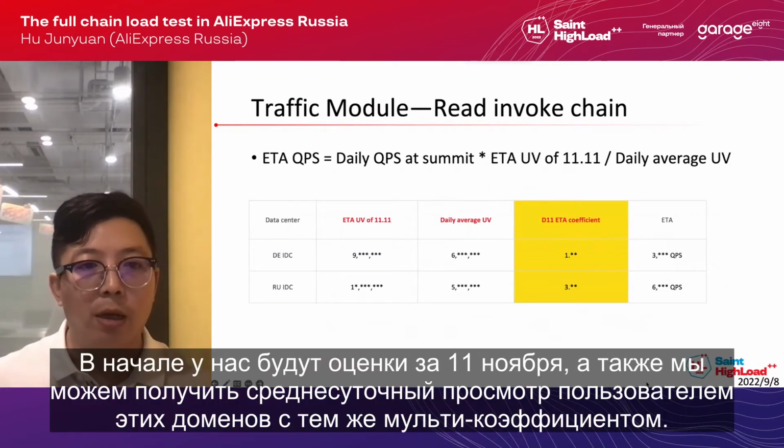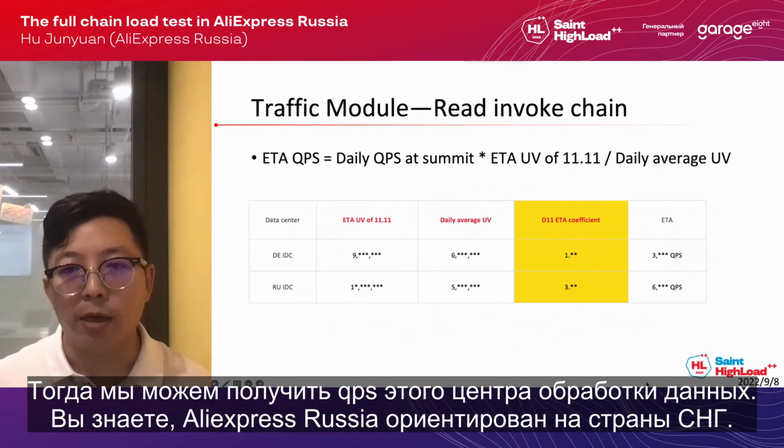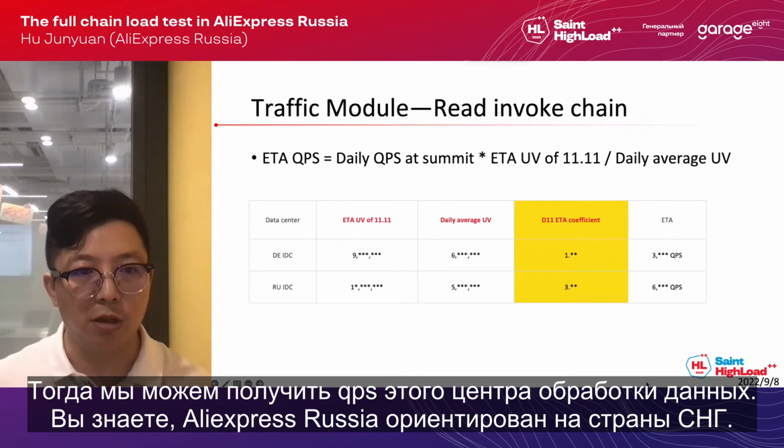So at the beginning, we will have the estimations of this Double 11, and also we can get the daily average user view of these domains. Then multiply by a coefficient, then we can get the QPS of this data center.